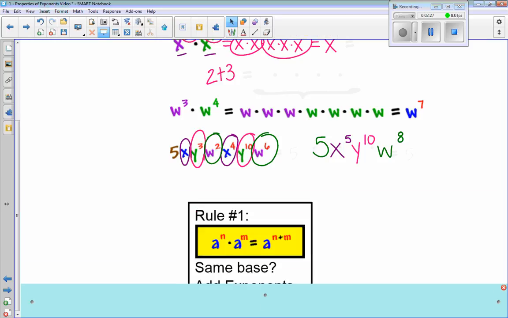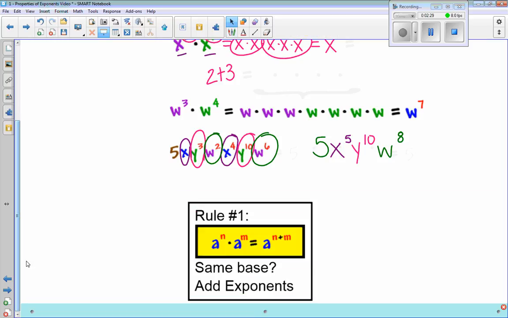Alright, so go ahead and pause the video and add this rule to your notes. So, a to the n times a to the m is just a to the n plus m. If they have the same base, you just add their exponents.